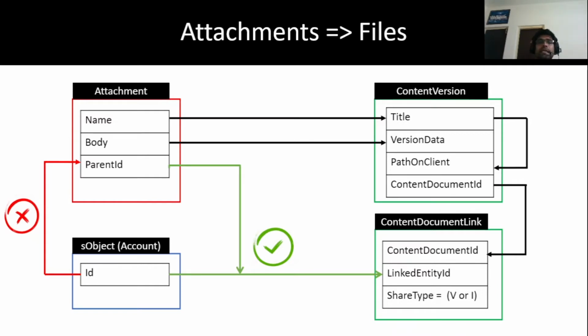So if you see, the name can be converted to the content version title, and the body can be converted to version data, because body and version data both are used to store the binary large object, the blob. The parent ID can be linked to the content document link so that it can establish a one-to-many relationship when possible. Okay, now let's see the Apex code.